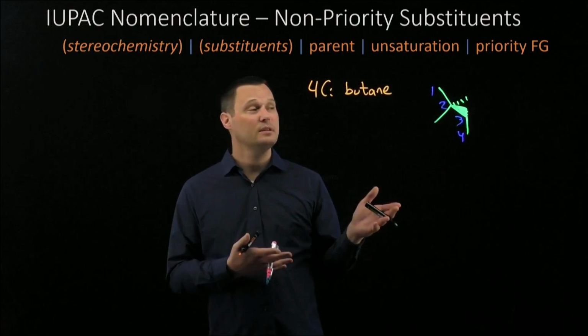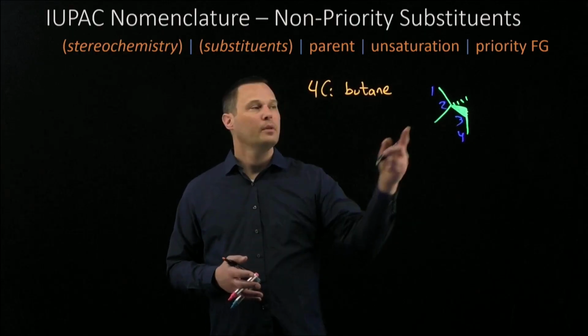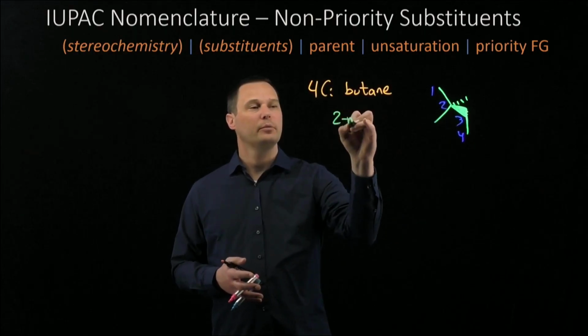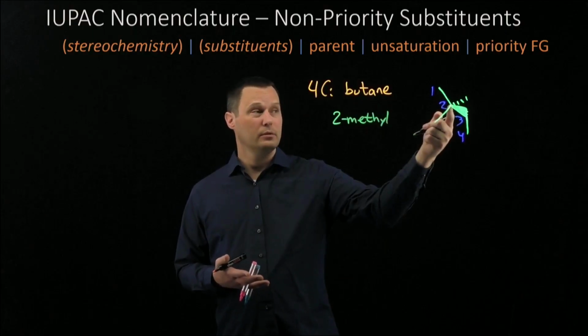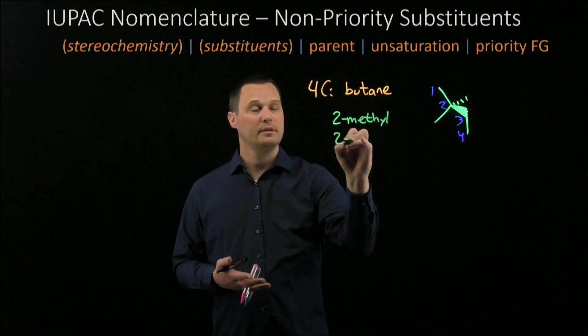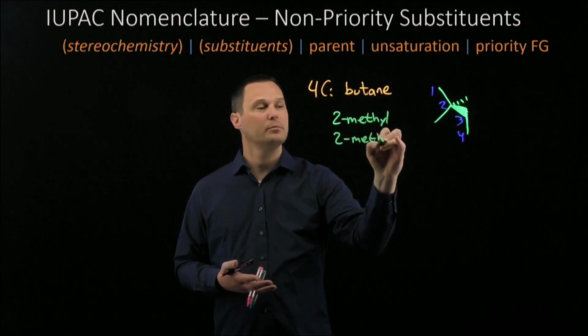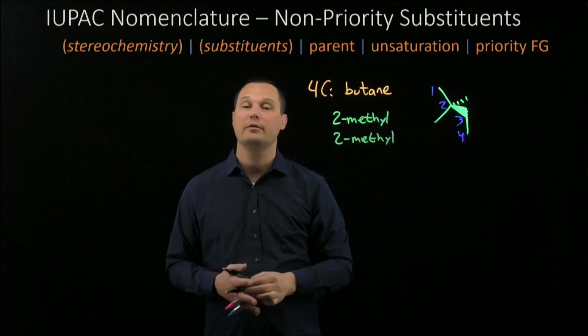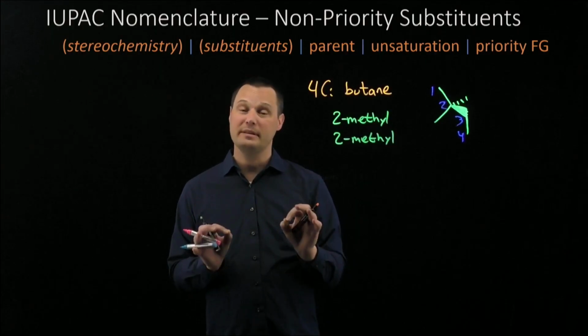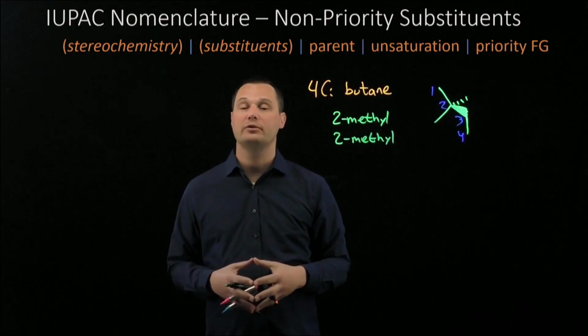The next step is to list the substituents on the parent hydrocarbon. On carbon number 2, we have a methyl group. And on carbon 2, we have another methyl group. This molecule has 2 substituents, both methyl groups, both sprouting off of carbon number 2. Let's be really systematic when we add that to our official IUPAC name.